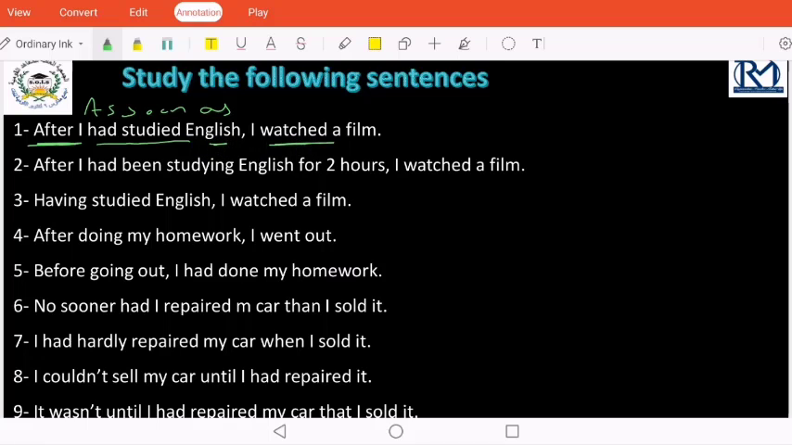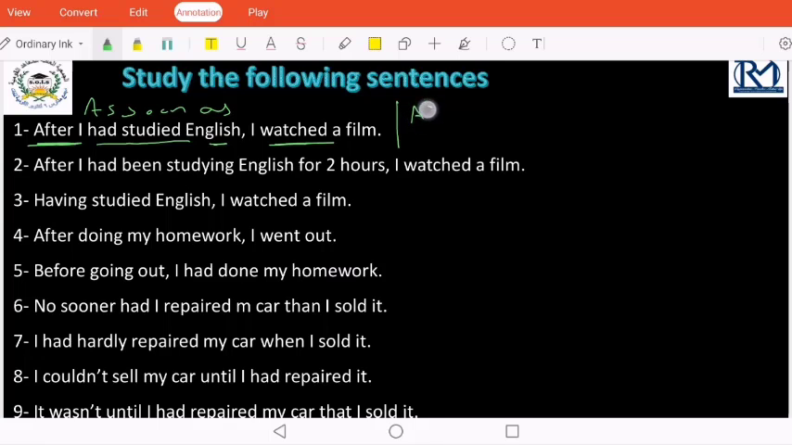Please notice that we can use it with a different structure. As we have mentioned earlier, we can use it with the passive structure. We can say after I had studied English, or after English had been studied. Both of them can be applicable here. I watched the film, or a film was watched.